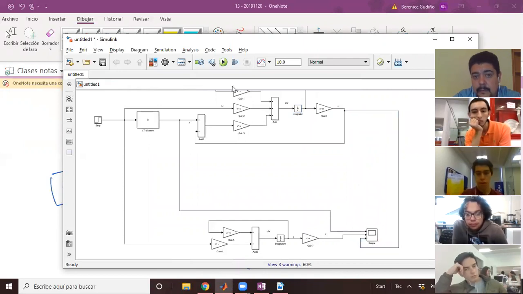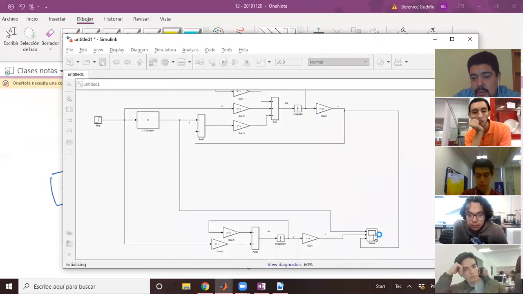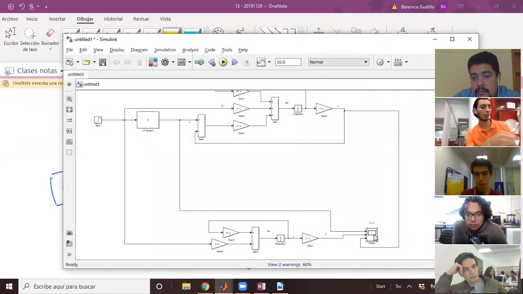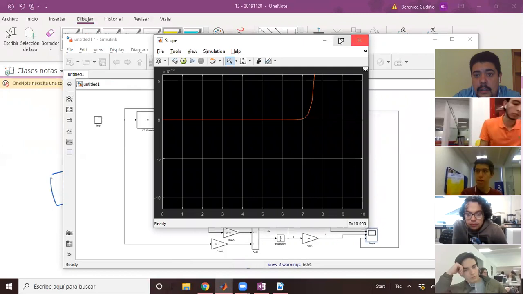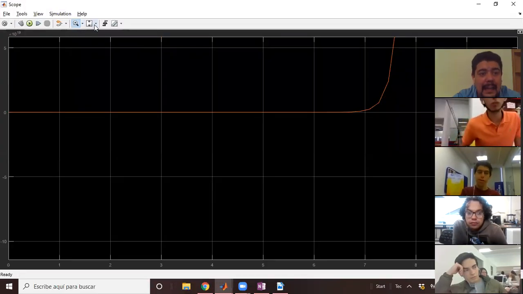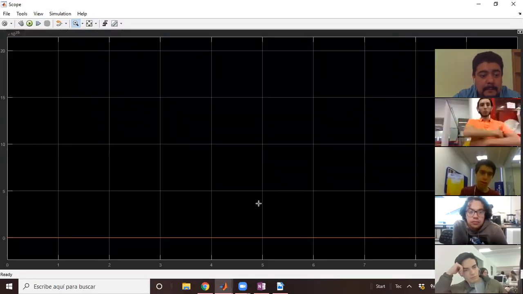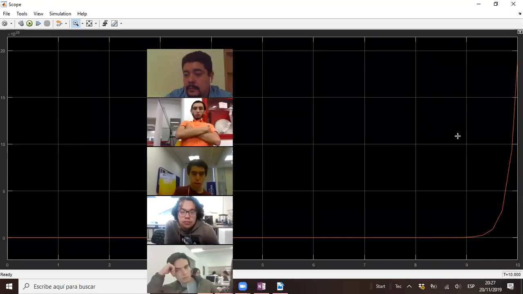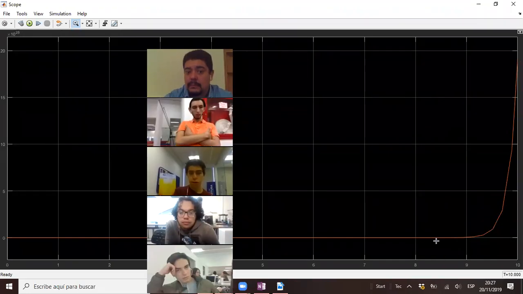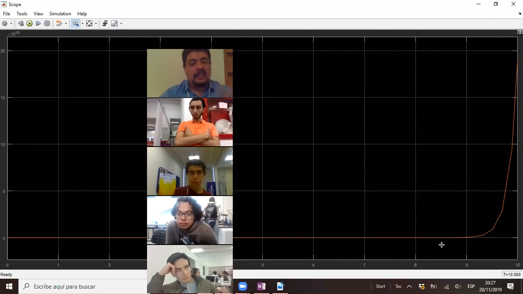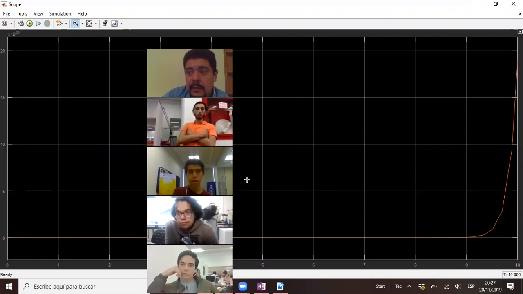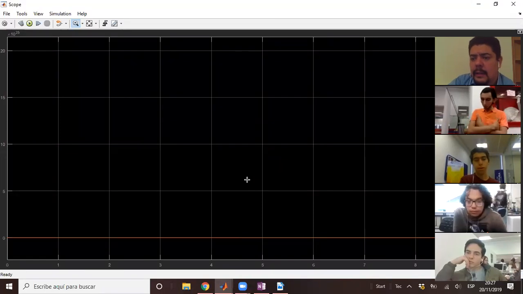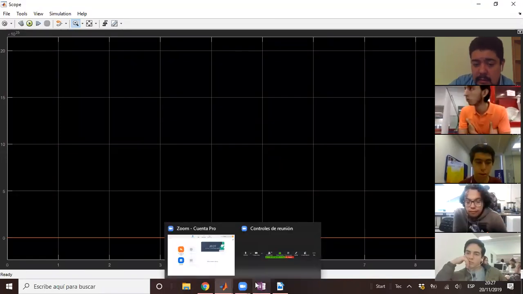Again, I make the simulation, and then you see that all of them have the same dynamics. They look the same. It's not that cool because they all have the same initial condition, but we're going to make a difference now. So for now, let's assume that the observer is working.